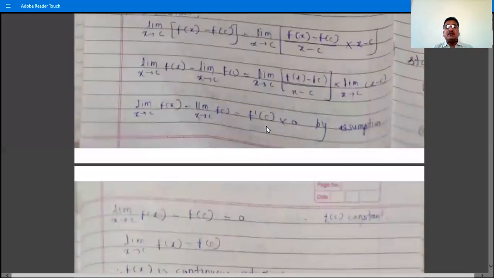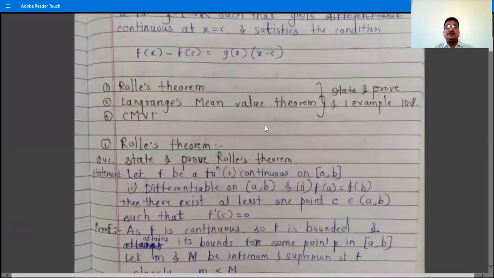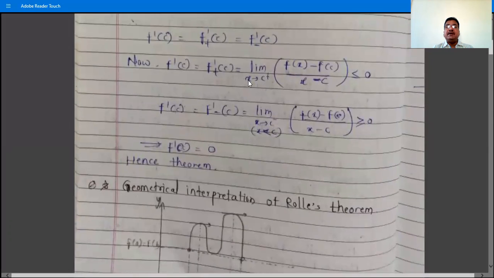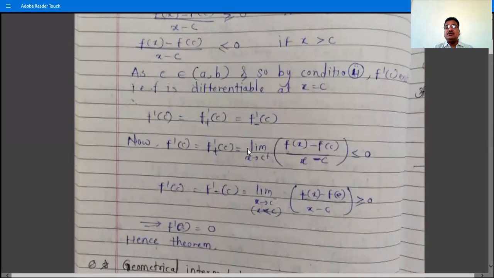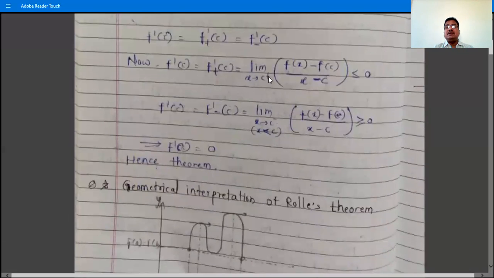So f dash c is equal to f dash c plus. And what is the value of f dash c plus? The limit as x tends to c plus of f of x minus f of c divided by x minus c. And this quantity is less than or equal to 0. This limit is less than or equal to 0, because f of x minus f of c divided by x minus c, with x tending to c plus, means x is greater than c.